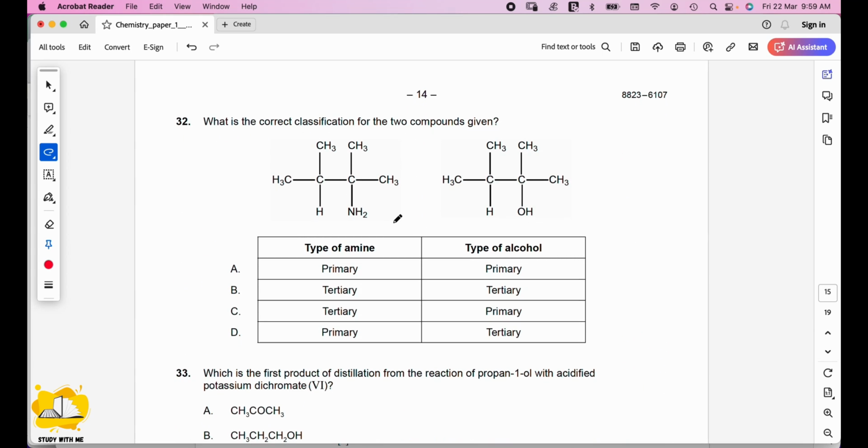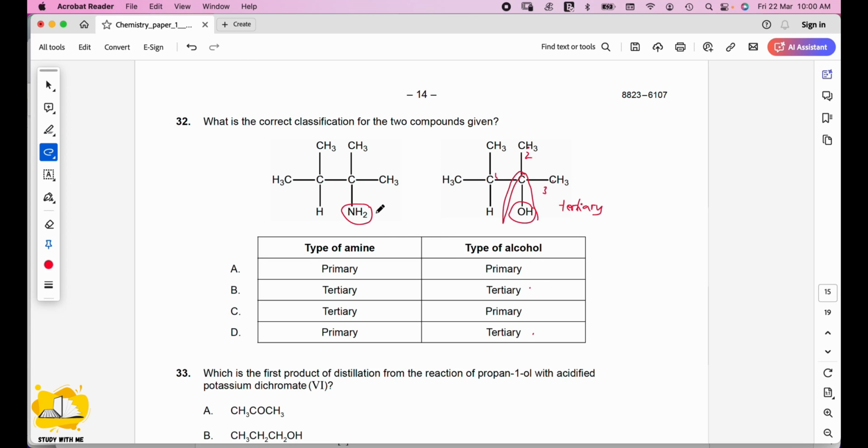Alright, what is the correct classification for the two compounds given? So here we have an amine and an alcohol. Okay, alcohol, so the OH is attached to a C that is attached to 3 Cs: 1, 2, 3. So definitely tertiary. Okay, so between B and D.